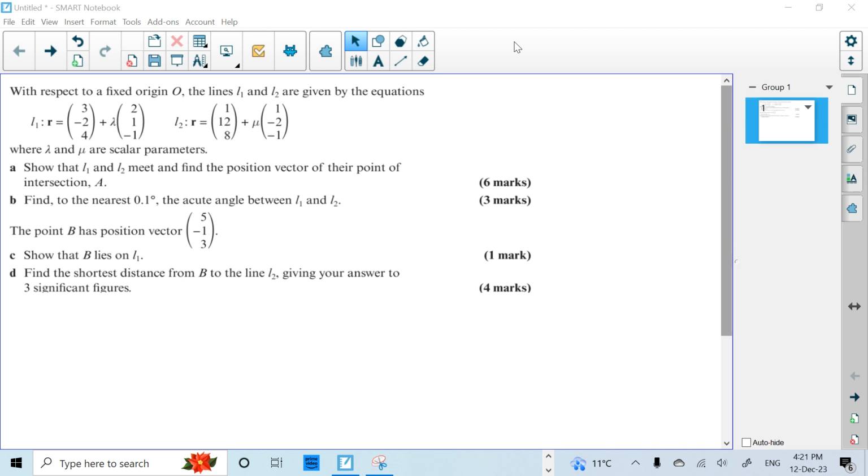B. Find to the nearest 0.1 degree the acute angle between L1 and L2. The point B has position vector 5, minus 1, 3. C. Show that B lies on L1. And D. Find the shortest distance from B to the line L2, giving your answer to 3 significant figures. And this is an exam question for 14 marks. We'll have a go at that. We like that. So, without further ado, let's do the maths.